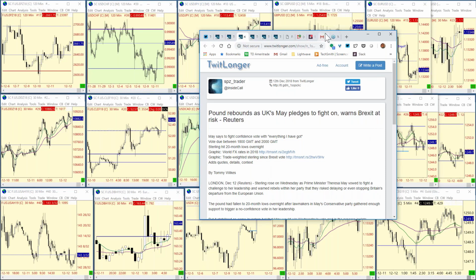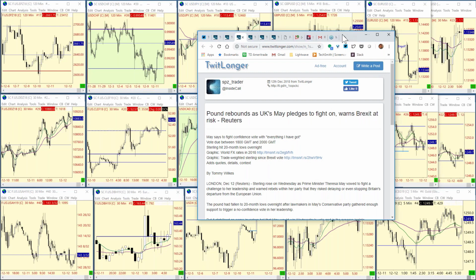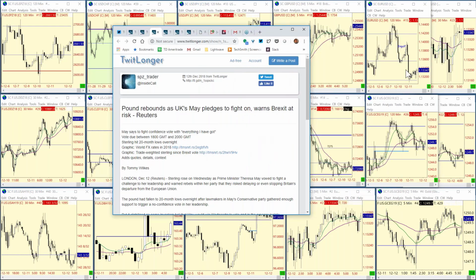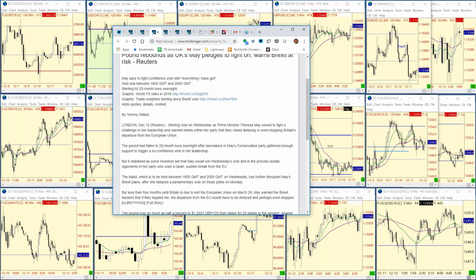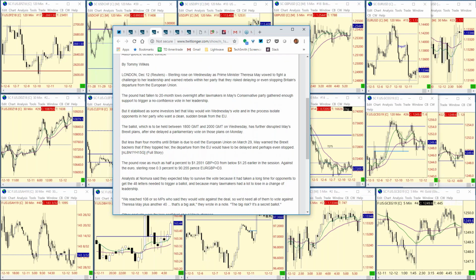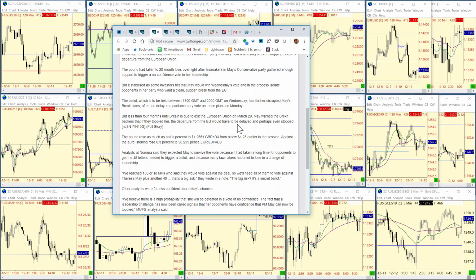I'm talking about obviously the euro being dragged down by the pound, and we're coming a little bit off those lows, but we still remain weak. Pound rebounds as UK's May pledges to fight on and warns Brexit at risk. Sterling rose on Wednesday as Prime Minister Theresa May vowed to fight a challenge to her leadership and warned rebels within her party that they risk delaying or even stopping Britain's departure from the European Union. The pound had fallen to 20-month lows overnight after lawmakers in May's Conservative Party gathered enough support to trigger a no-confidence vote in her leadership.